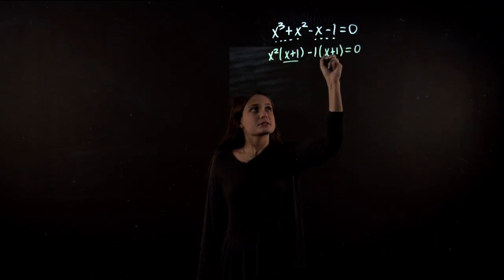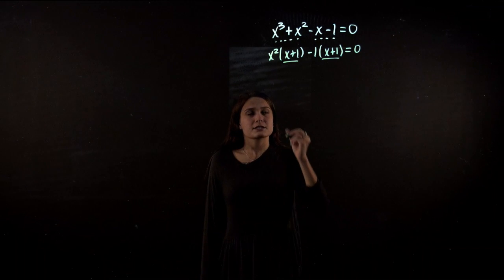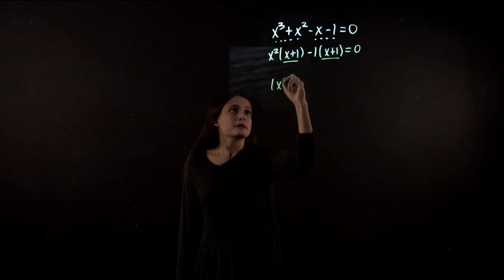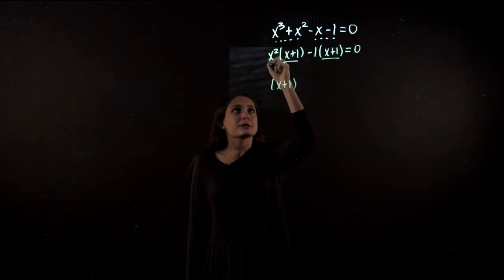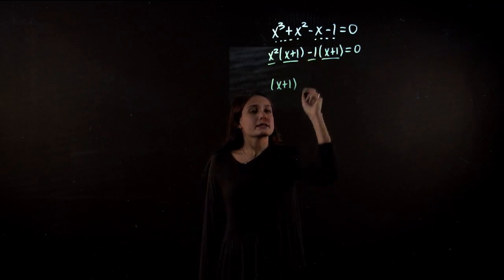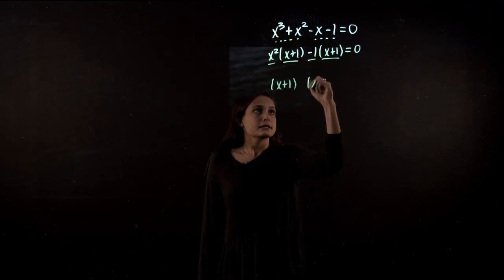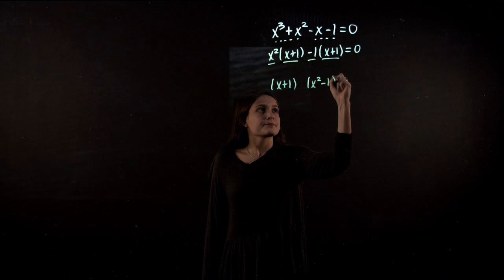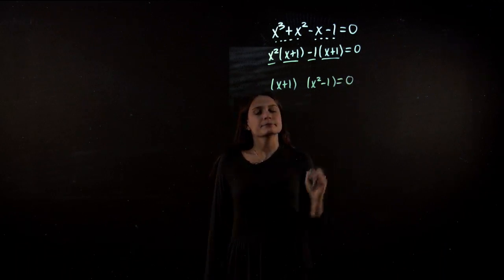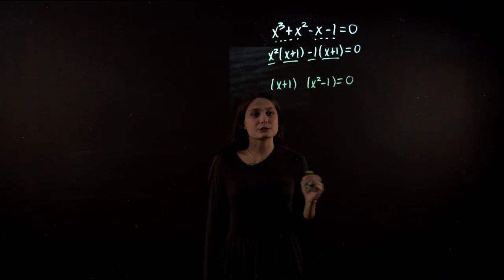I have this x plus 1 in common on both sides, so I'll go ahead and factor that out. We'll have x plus 1, and then we'll group x squared and negative 1 together to get x squared minus 1 equal to 0. So now we're going to want to set both of these equal to 0.